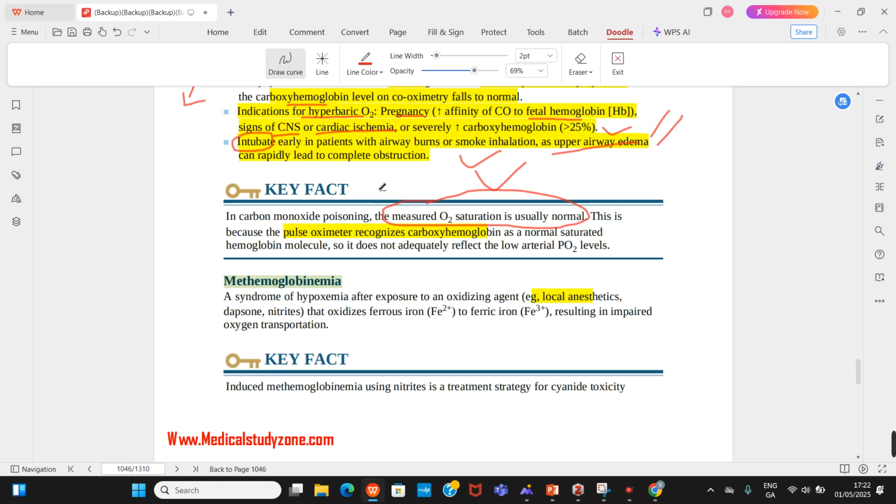So you know what you are even looking at in the exam. In fact, when they tell you that oxygen saturation is low, you are worried because that's not what you expect. It should be normal unless there's another problem entirely.